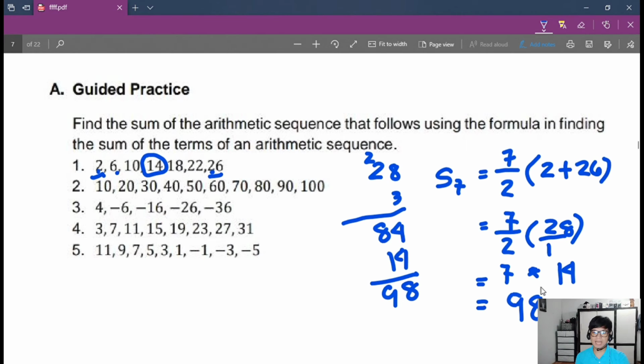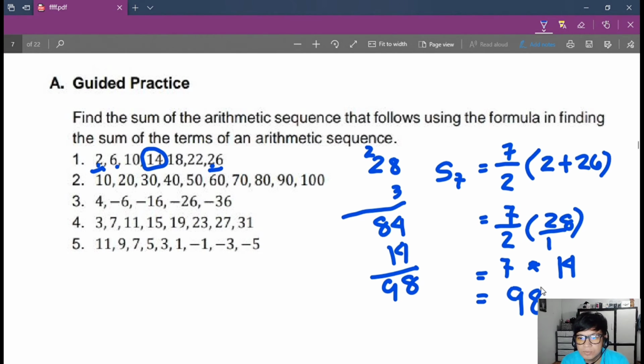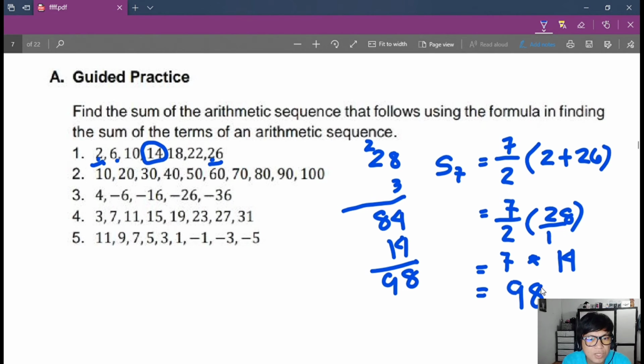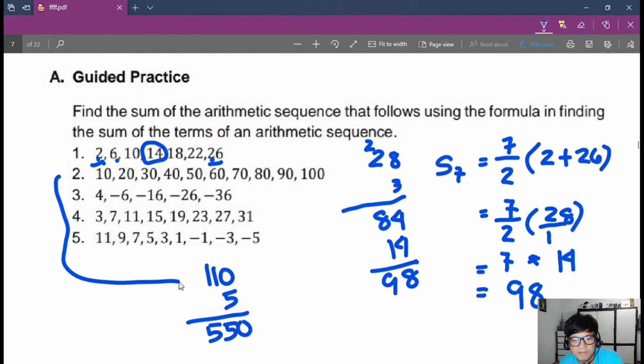Okay, so maraming mga strategy on how to find the sum. Isa na yung ginawa ni Carl Friedrich Gauss. So, hanapin nyo ito. What is the sum here? 110. Ilang pairs? 1, 2, 3, 4, 5. So there are 5 pairs. So 110 times 5 is 550. So for number 2, the answer is 550.